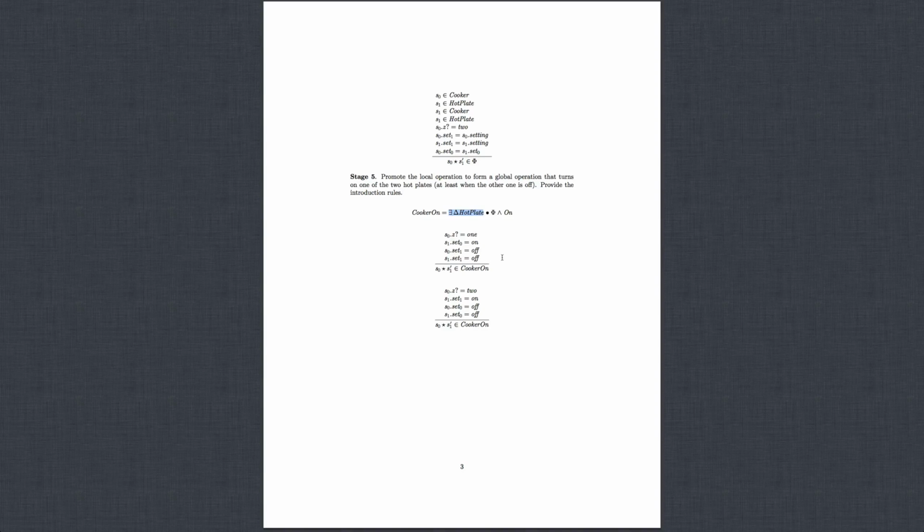One thing to notice here very carefully is that the on operation contains a constraint that makes sure that the other hot plate is off, and that is recorded in the premise in this particular case. So here we have it there. The other one is off, and in this case it's the other one which is off, which is just there.